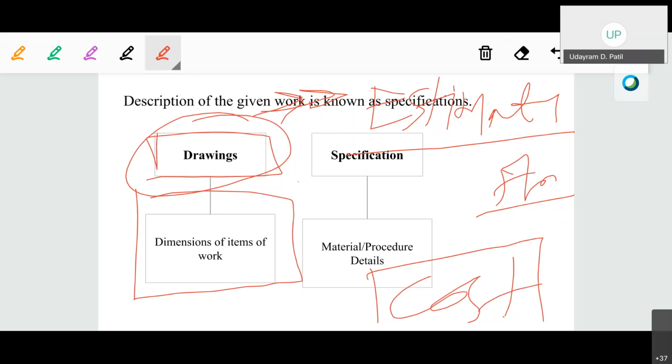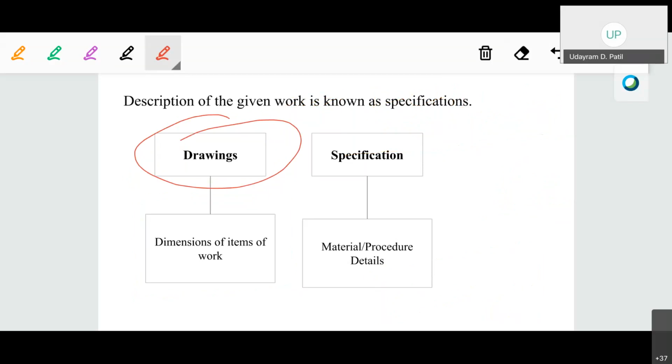Okay, so remember that only from the drawing we will get the dimensions of the particular items of the work, and to complete our estimate we will require the specification of that particular item of work. That is the details about what are the materials used, the type of the material, the quality of the material.